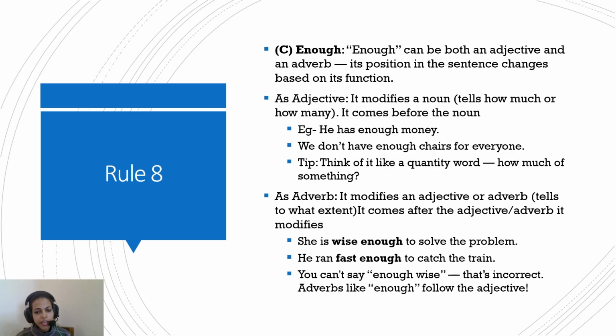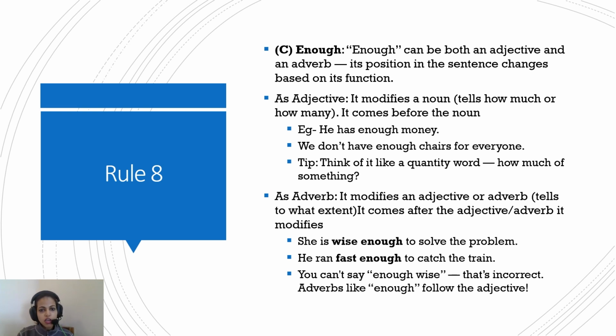But as an adverb, it modifies an adjective or adverb. It tells to what extent. So it comes after the adjective or adverb it modifies. So, "she is wise enough to solve the problem," or "he ran fast enough to catch the train." To what extent was he fast, or to what extent is she wise? So, as an adverb, it is used in this sense: to what extent. So, it is used after the adjective or adverb.